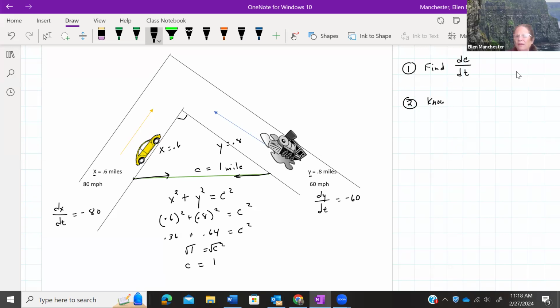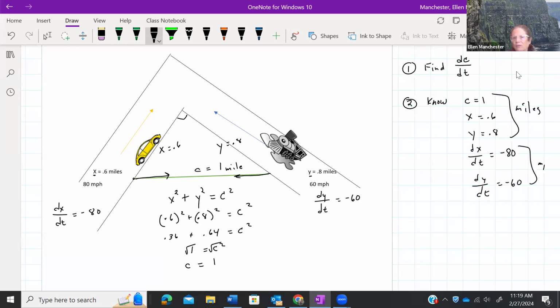Then we're going to write down, what do we know? What are the things that we know? Well, we know C is 1. We know X is 0.6. We know Y is 0.8. We know dx dt is negative 80. And we know dy dt is negative 60. And we know exactly what all these mean. These are all in miles. And these two are in miles per hour, which is a derivative. It's the change in miles per hour. Okay, so this is all the things that we know.